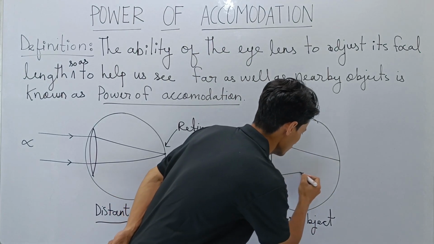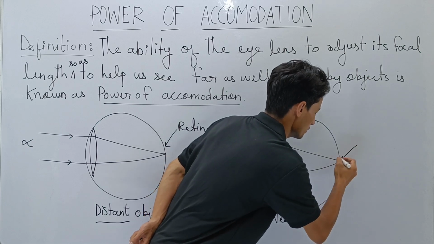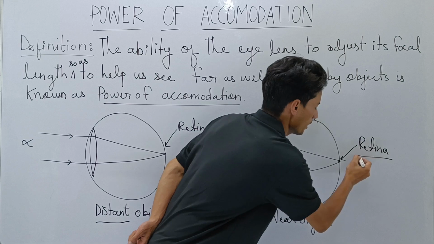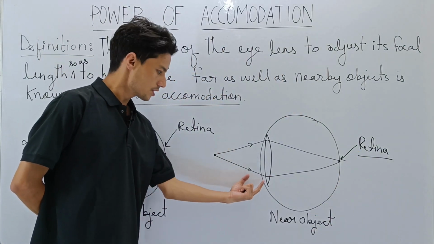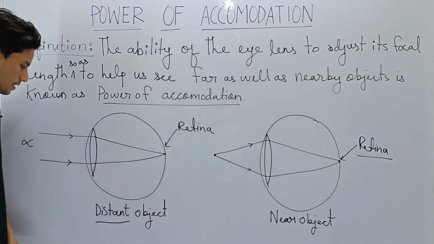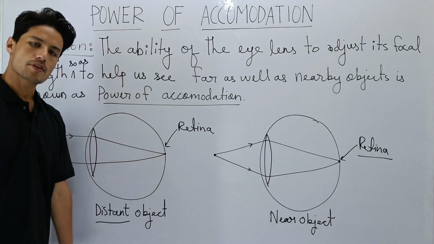They will meet at the focus. Even for this also, this is the focus, this is at the retina. So the image of this object which is nearby is also formed at the retina. Likewise, the image of an object which is far away from your eyes is also formed at the retina.